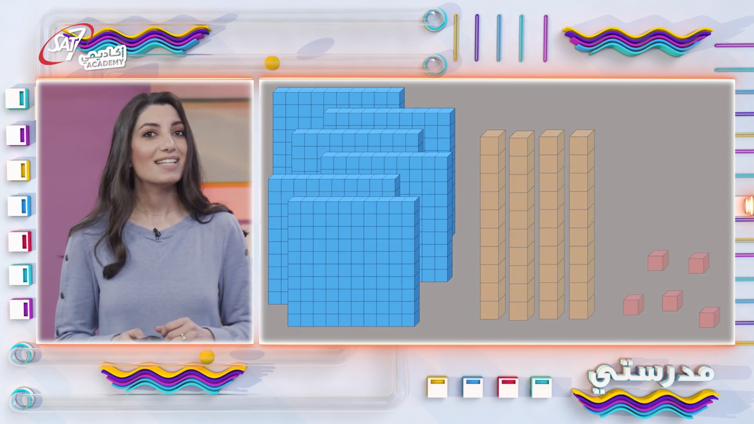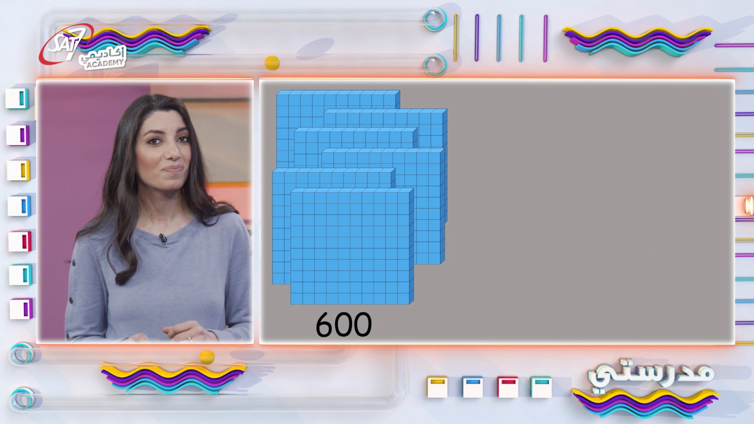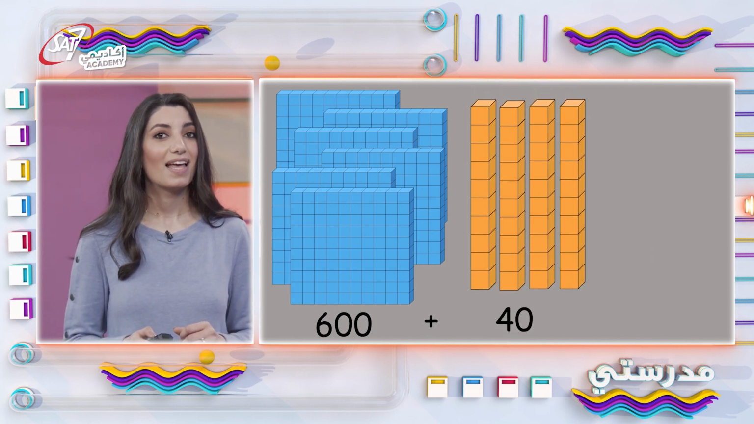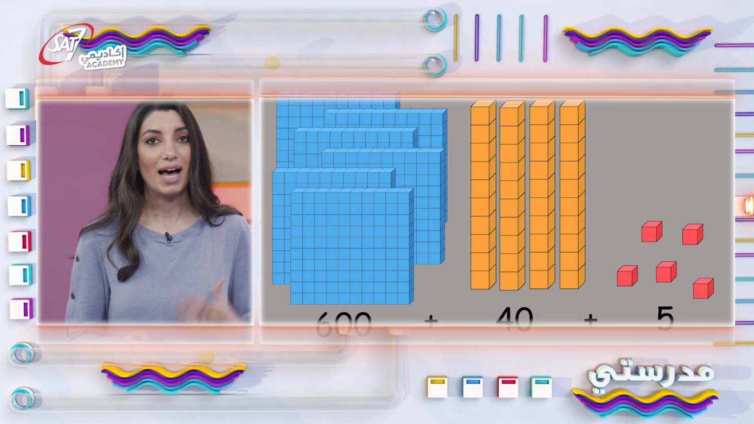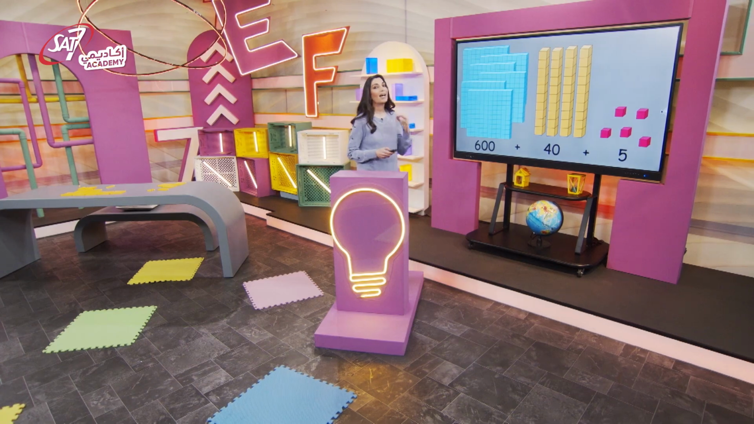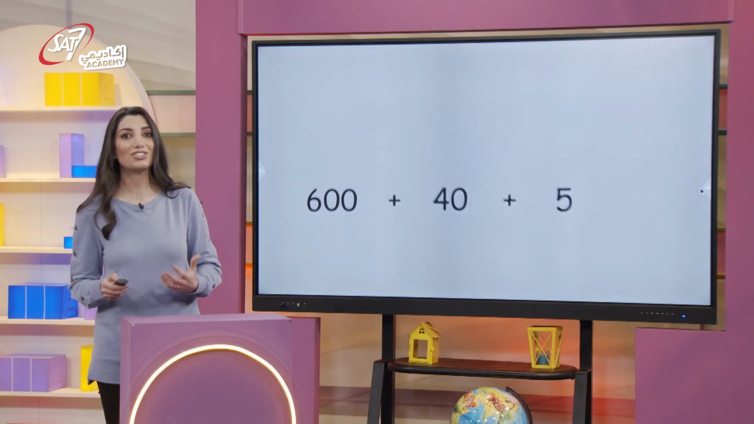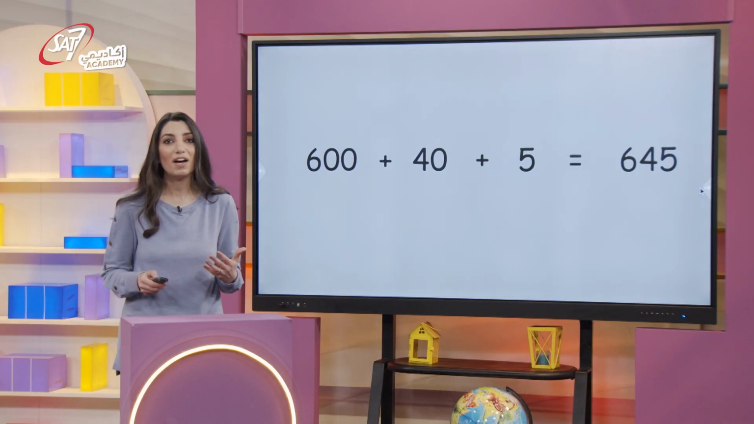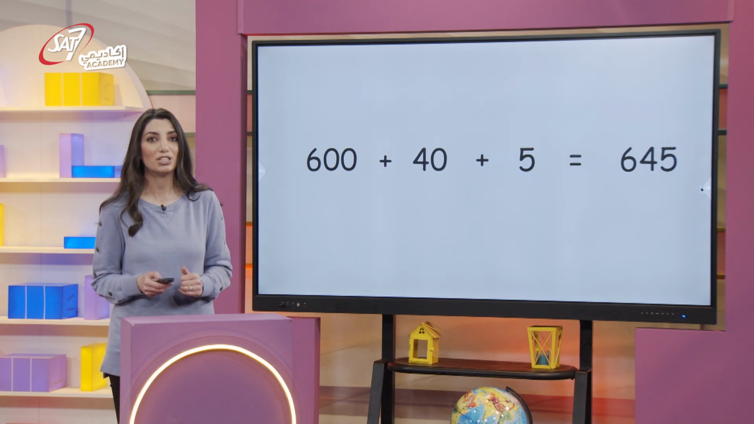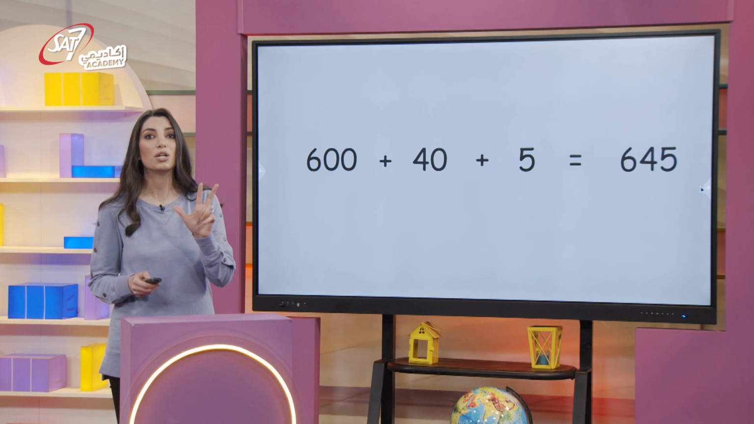This is 6 hundreds, 4 tens, and 5 ones. How many trees were there? Count the number in hundreds, in tens, and in ones. 600 trees plus 40 trees plus 5 equals 645 trees in the cherry orchard. This is a 3-digit number.